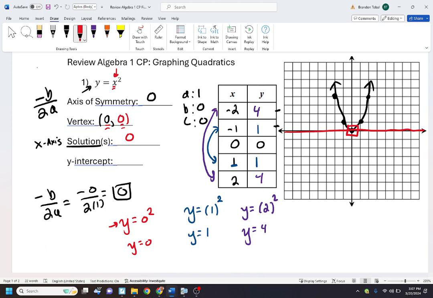The y-intercept is also 0. In this situation, the y-intercept is where it hits the y-axis, which is this vertical line. I feel like if the vertex is 0, 0, the solution and the y-intercept is automatically going to be 0 too. Perfect. That is always true. Okay. Before I scroll down to the next one, any questions on this?